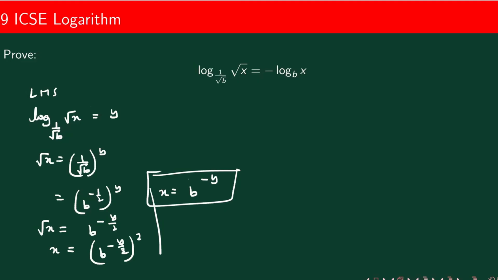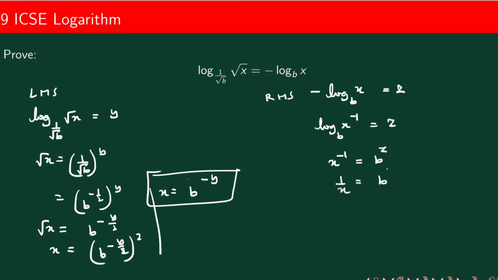Now let us see, can we prove that equal? So this is the right hand side. We have negative, so let's say that equal to some z. First of all, this negative sign needs to go. So x raised to minus 1 is b raised to z. So this is 1 upon x is b raised to z. So x is b raised to minus z.